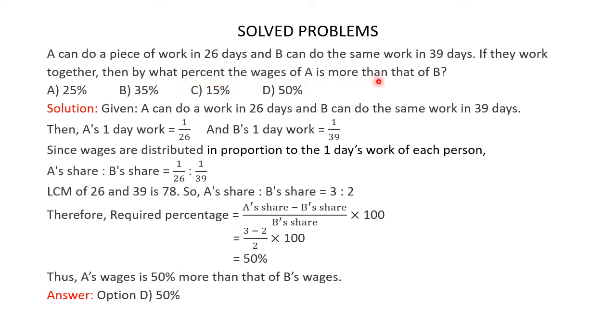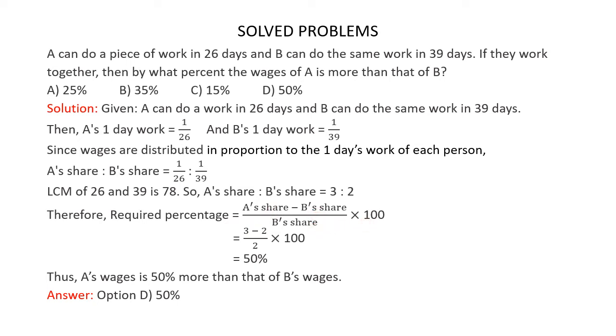that of B. Whenever we are required to find such a percentage, always put the value that comes after the word than in the denominator. So here B's share has to come in the denominator. So required percentage is equal to A's share minus B's share divided by B's share multiplied by 100.